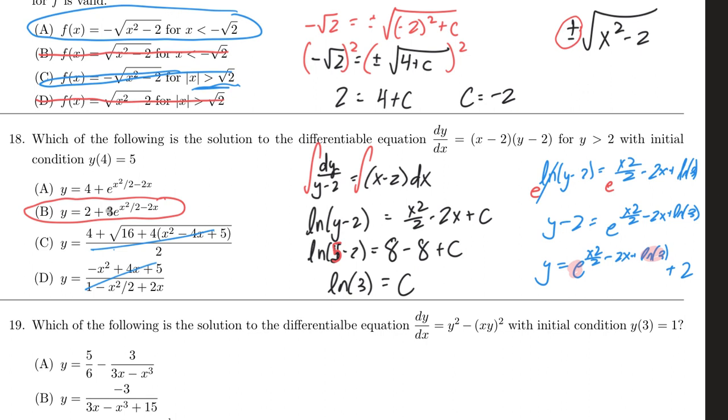And the reason a is not the right answer is we have a 2 instead of a 4, and there's kind of nothing there, so a is not right.